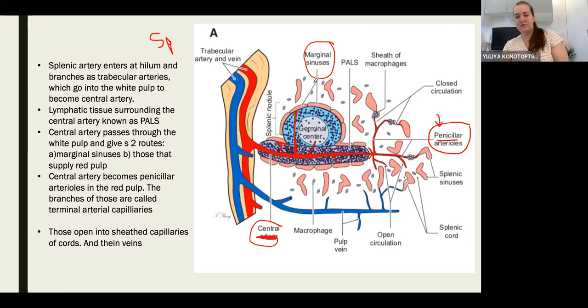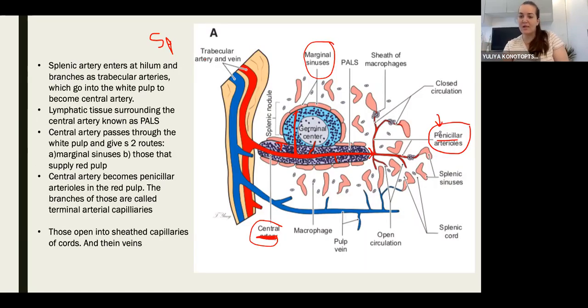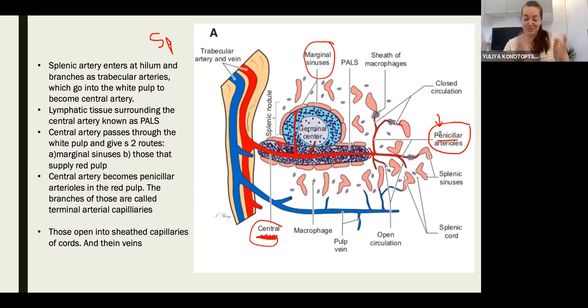Do not forget all of the outside things. This is your red pulp. And we have just covered that red pulp consists of cords and consists of sinuses, right? Two things are there. So your penicular arteriole, where will it empty? Into the cord or into the sinus? To the sinus. If you are a dog, yes. If you're an animal, if you're a cat, if you're a dog, that's what happens. Your penicular arteriole empties into the splenic sinus, and that's it. We call this circulation closed circulation.